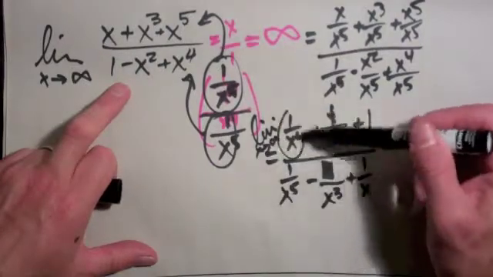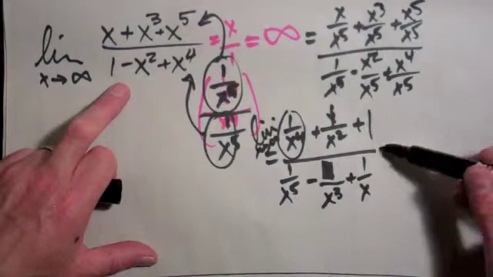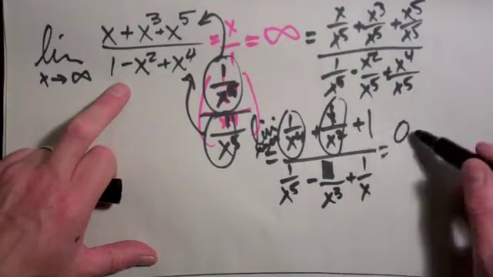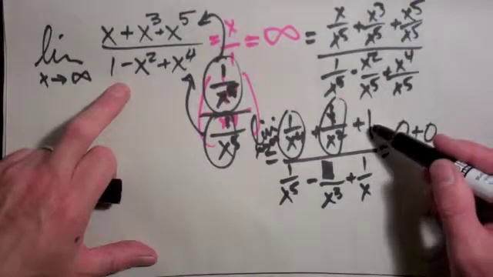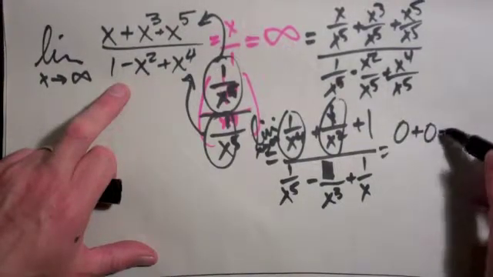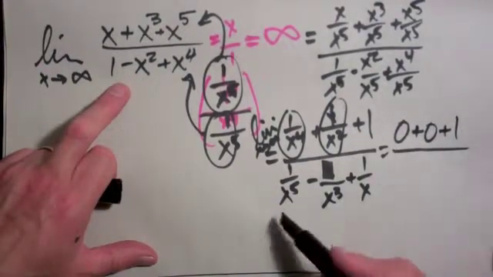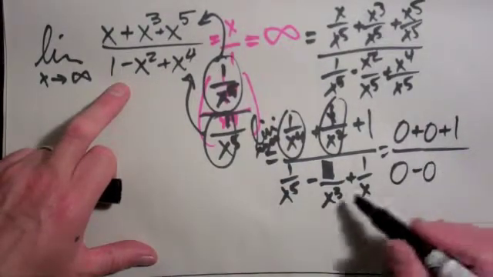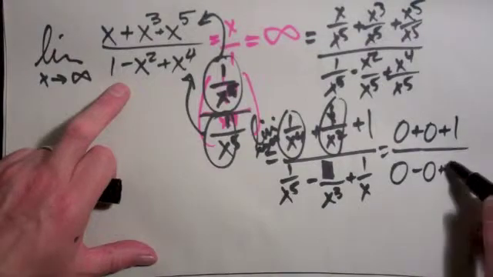So what happens to 1 over x to the 4th as x goes to infinity? Well, it goes to 0. What happens to 1 over x squared as x gets super big? That goes to 0. But 1, as x goes to infinity, stays at 1 because there's no x in it. Here, this one goes to 0, minus that one goes to 0, plus this one goes to 0.